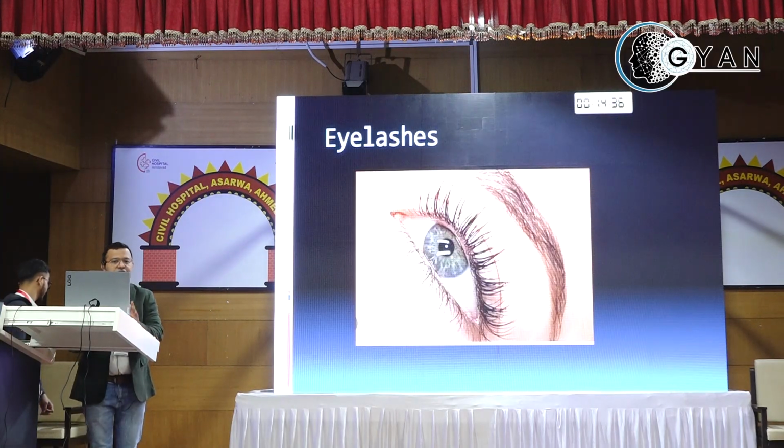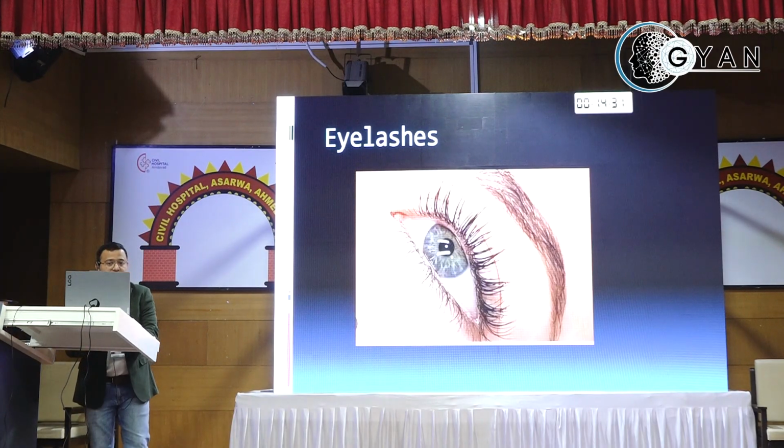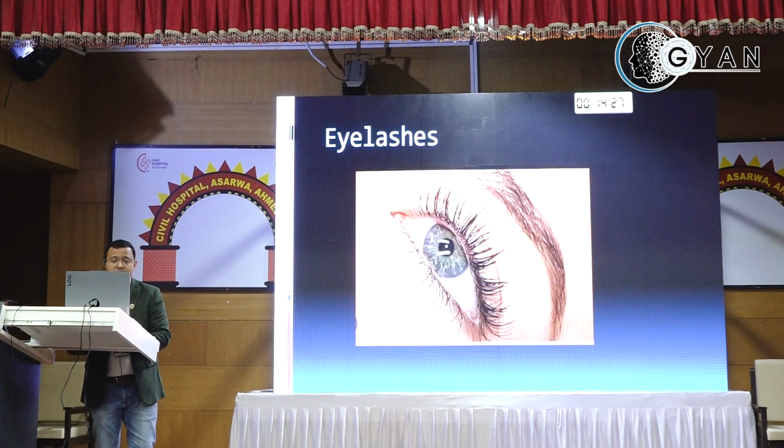Now eyelashes, Dr. Indrajit has already explained, there will be nearly 2 to 3 rows of eyelashes. In the upper eyelid it would be nearly 100 to 150 hair follicles, while in the lower eyelid there would be nearly 50 to 70 eyelashes. Now these hair follicles are directed upward and outward and they are not interlacing.